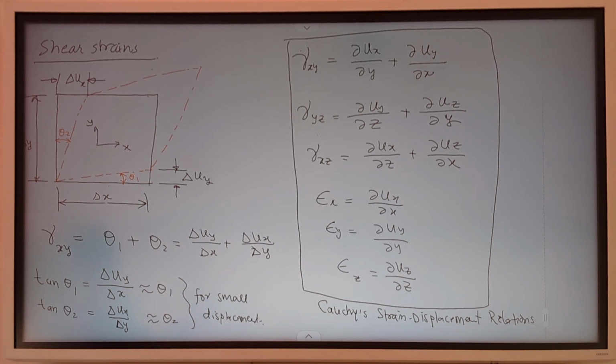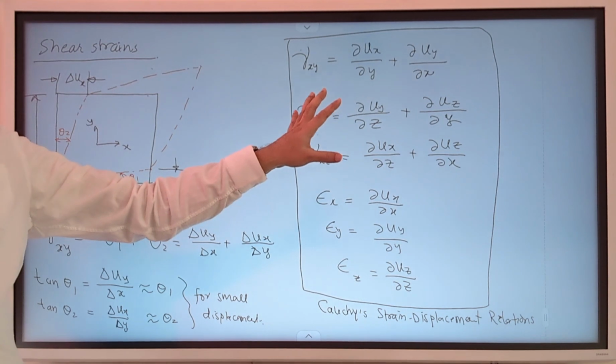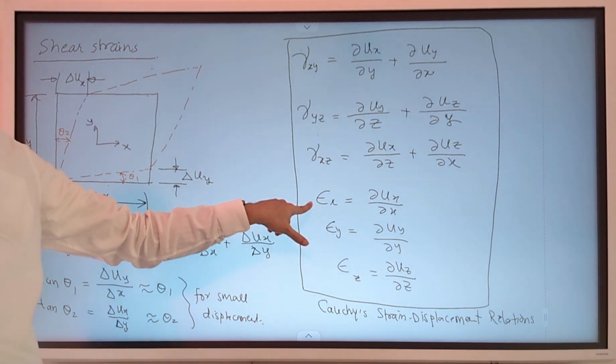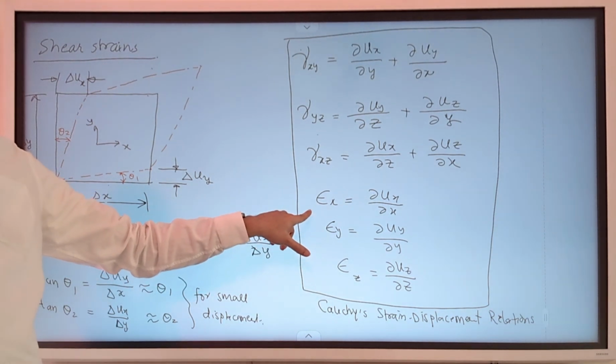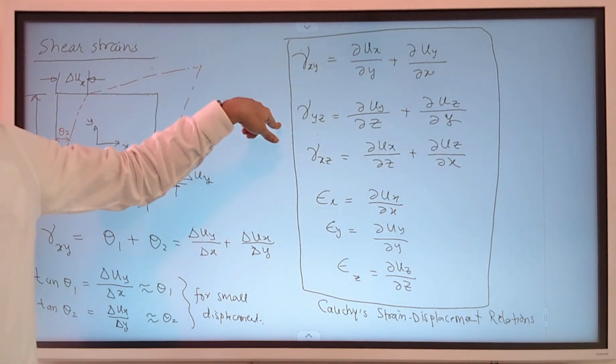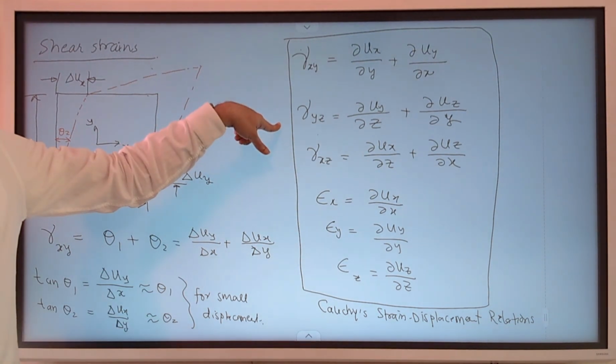Since it is a tensor of second order, we require 9 components. Just like stress, you can represent it in matrix form, which we will see a little later. But these correspond to the 6 unique components in the stress tensor. So instead of sigma x, sigma y, sigma z, we have epsilon x, epsilon y, epsilon z. What are the corresponding terms to the shear strains in the stress domain?